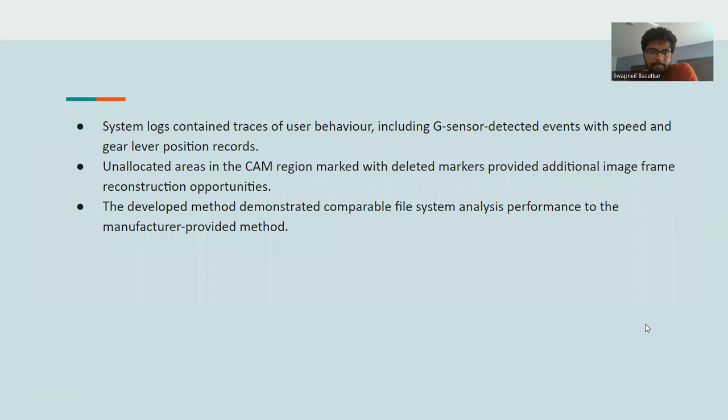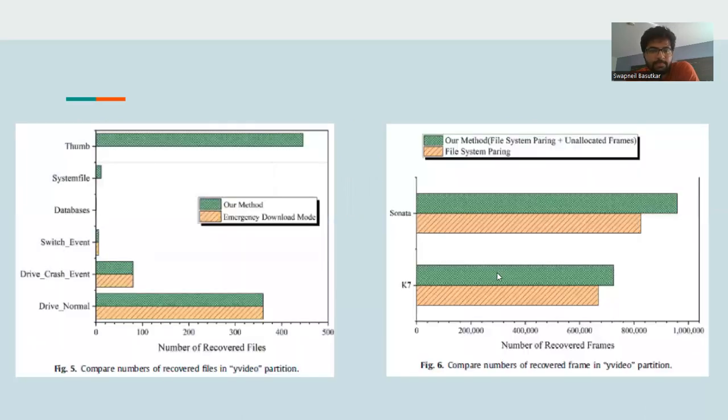System logs contain traces of user behaviors, including G-sensor detected events with speed and clearly varied position records. Unallocated areas in the CAM region marked with deleted markers provided additional image frame reconstruction opportunities. The developed method demonstrated file system analysis performance comparable to the manufacturer-provided method.